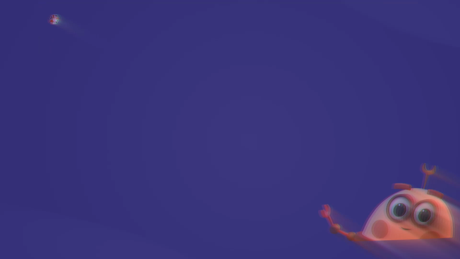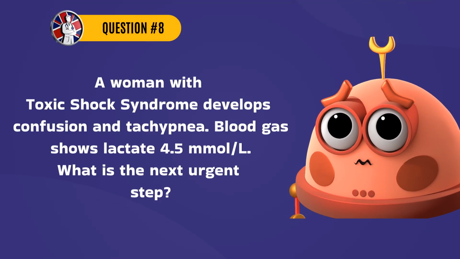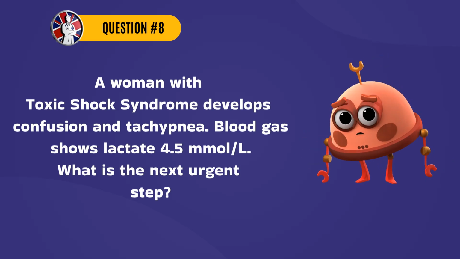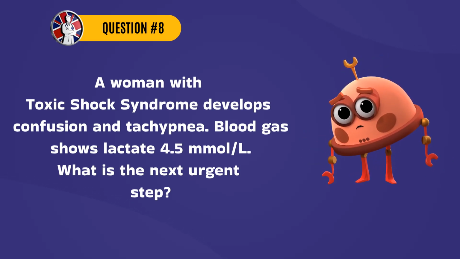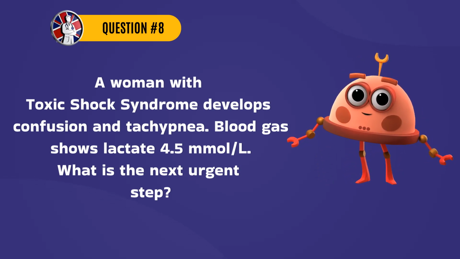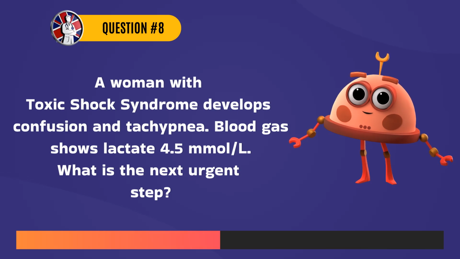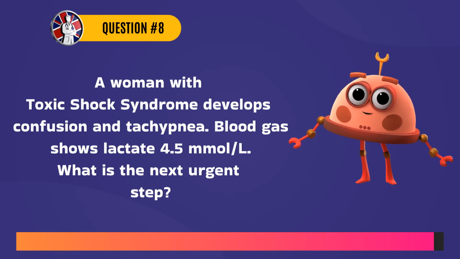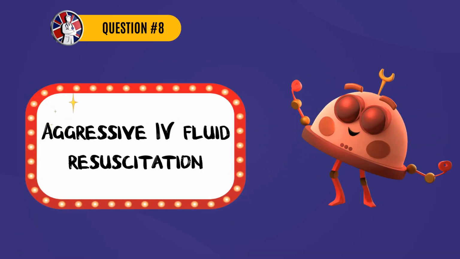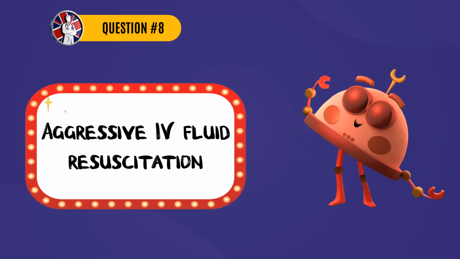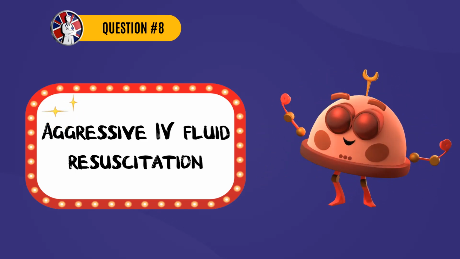A woman with toxic shock syndrome develops confusion and tachypnea. Blood gas shows lactate 4.5 millimoles per liter. What is the next urgent step? Answer. Aggressive IV fluid resuscitation. High lactate indicates septic shock.